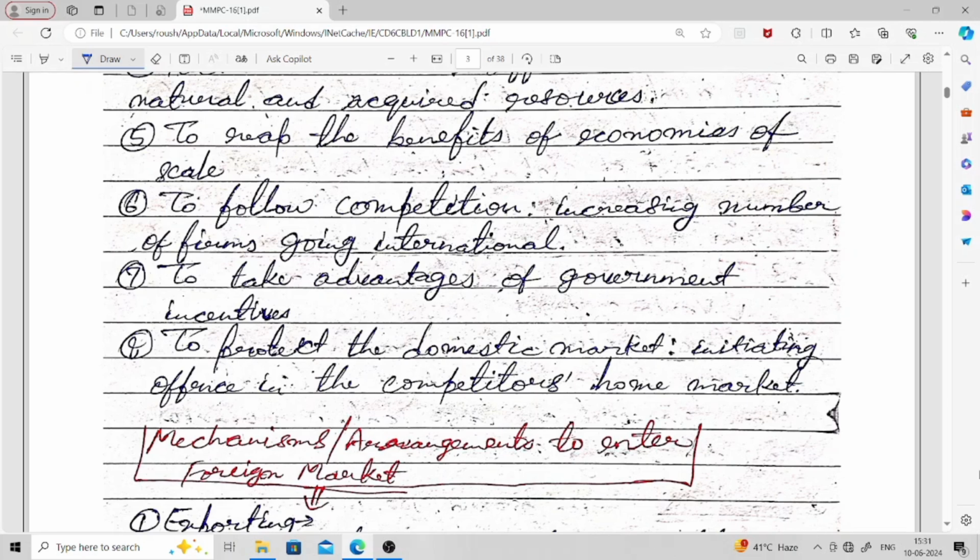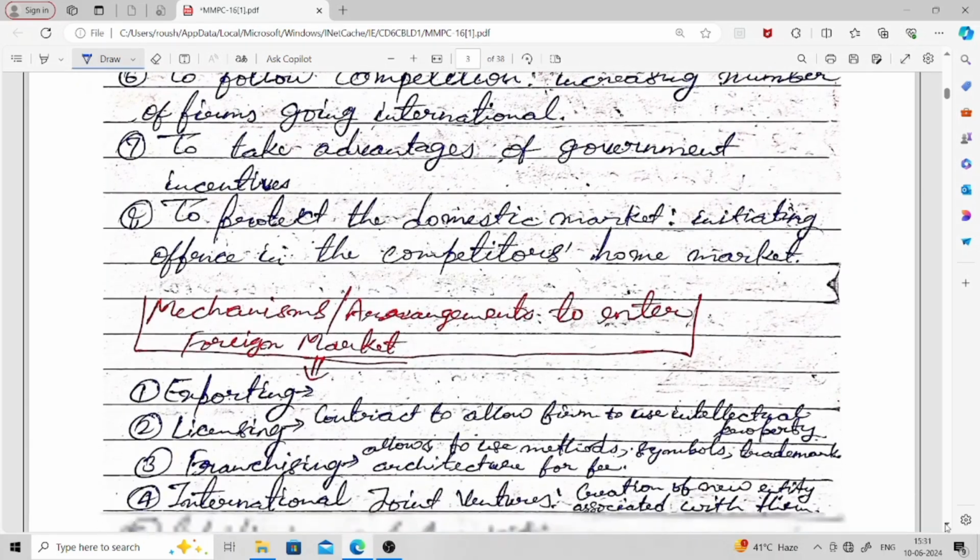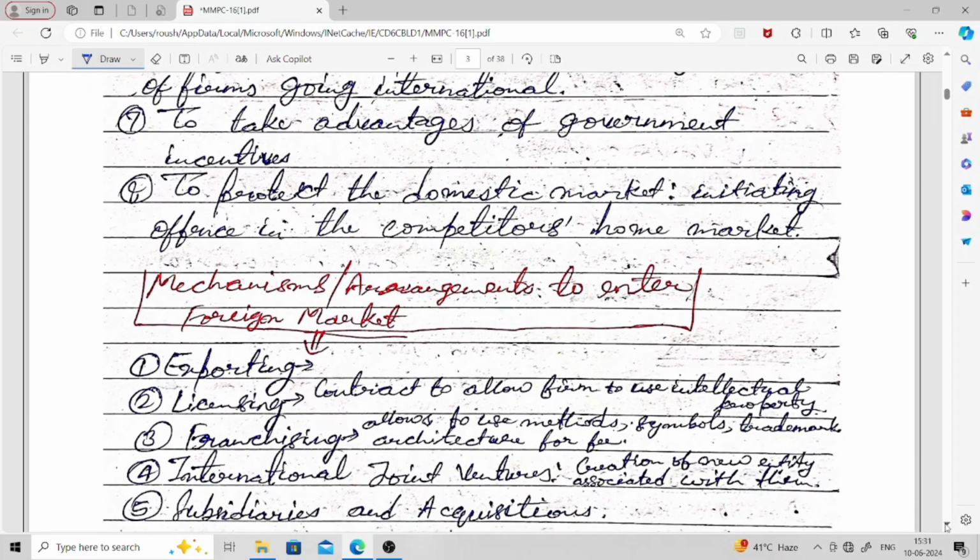Then, seventh, you have to take advantage of government incentives. Different governments of the world provide different kinds of incentives so that companies can invest in their country. So that is also the reason that companies go international.